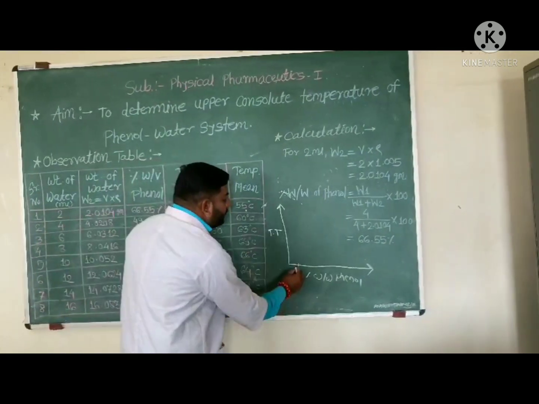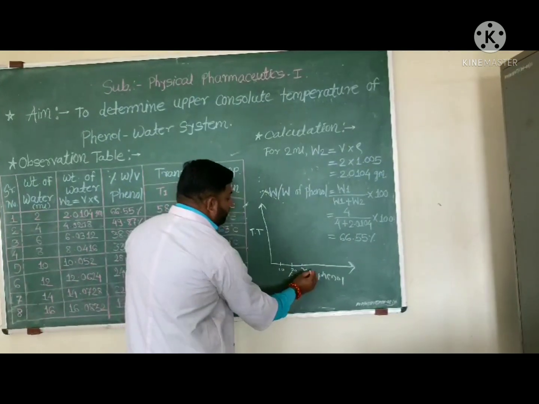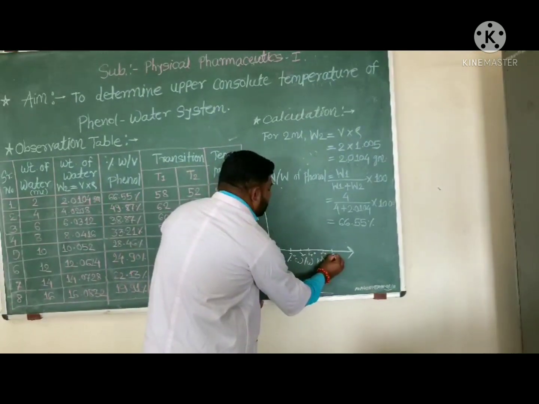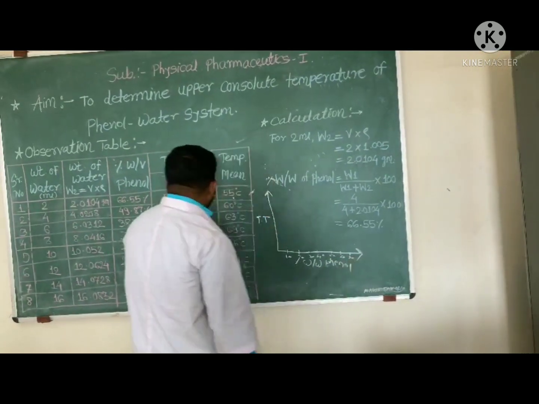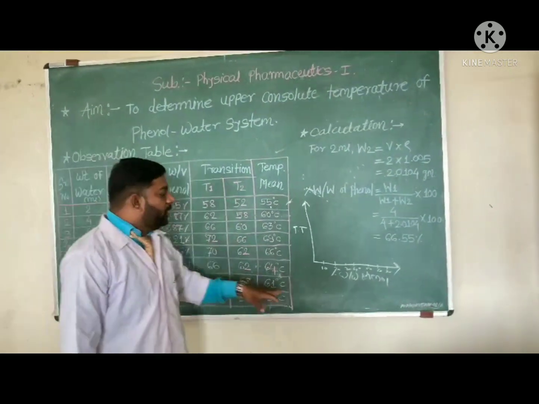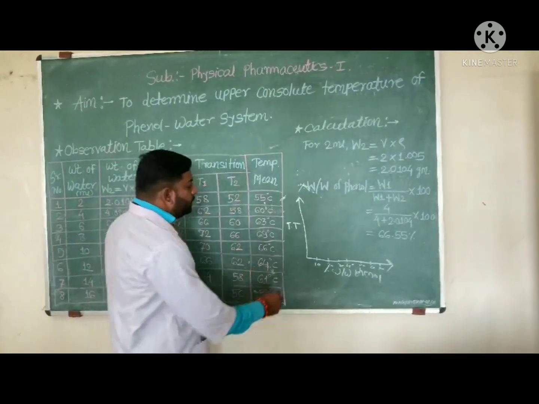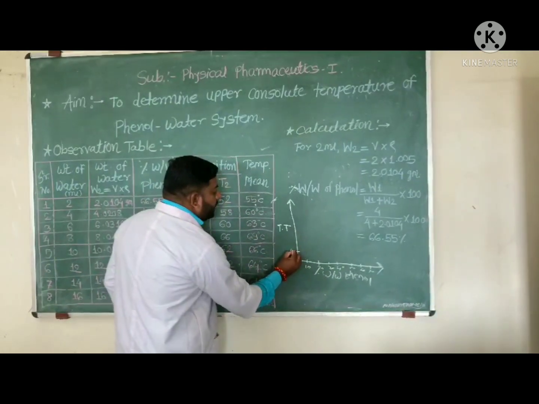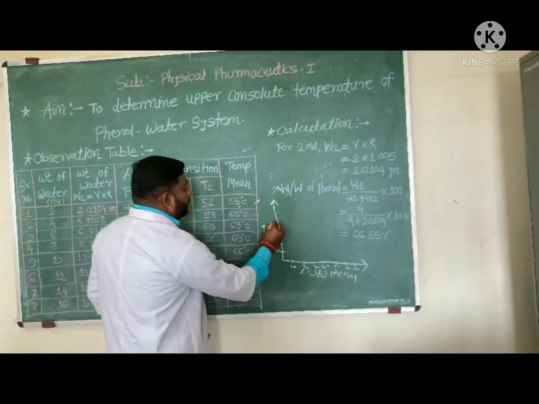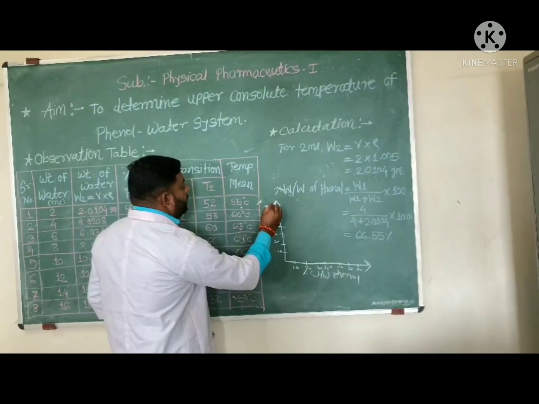Here 2 cm is equal to 10%. We take 10, 20, 30, 40, 50, 60, and here is 70. The highest value is 66.55, hence we take percent weight by weight of phenol up to 70. In the transition temperature, the highest temperature is 69. Hence 2 cm is equal to 10 degrees Celsius. We take here 10, 20, 30, 40, 50, 60, and here 70.